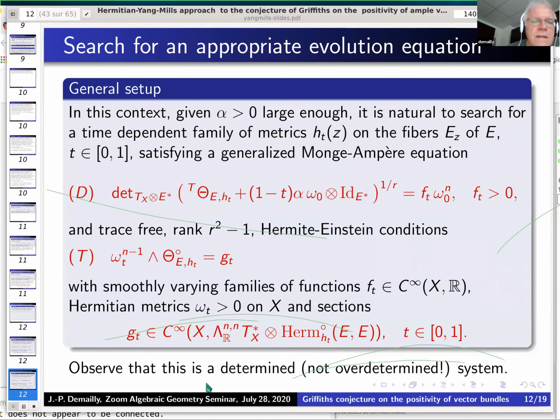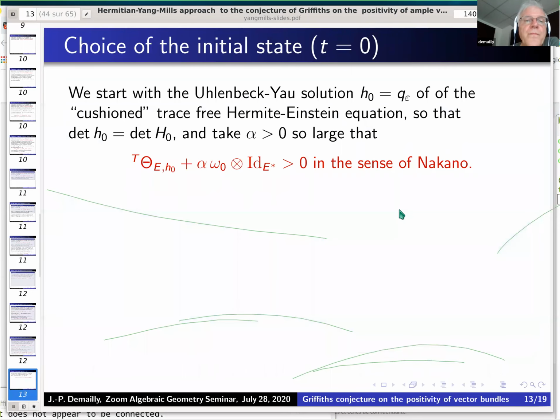Okay, so now I'm going to enter more into this. The basic fact is that this is an exactly determined and not over-determined system. So you have exactly as many equations as the number of unknowns, which is the real rank of the bundle of Hermitian matrices, R². So you can start with the Uhlenbeck and Yau solution at time t equals 0 for the trace-free Hermite-Einstein equation. So then you just take the determinant of small h_0 to be the base metric that you've chosen, determinant of capital H_0. And then you take alpha so large that this thing will be strictly positive in the sense of Nakano. You want to start at a point where you know dual Nakano positivity.